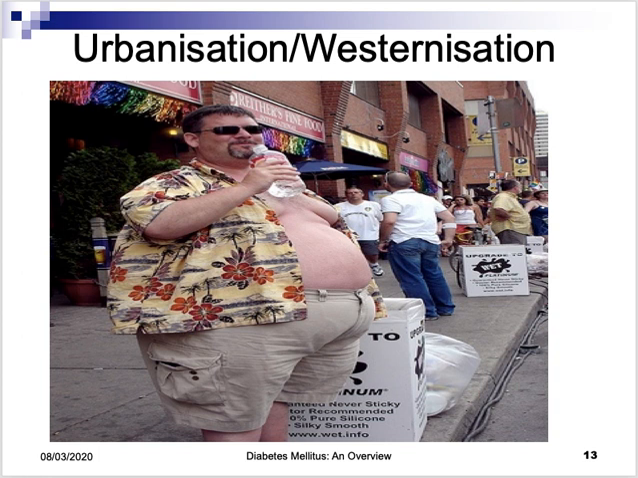See, urbanization and westernization, these people have higher chances of getting which type of diabetes mellitus, type 1 or type 2? For sure type 2.